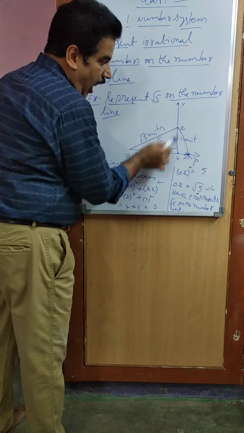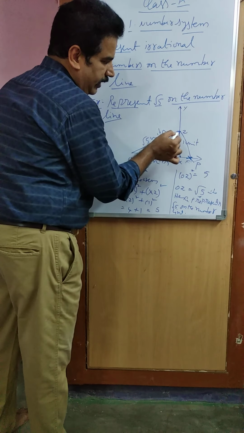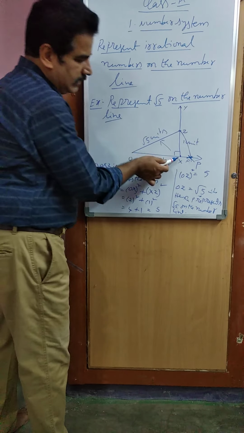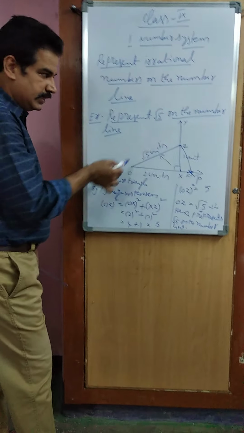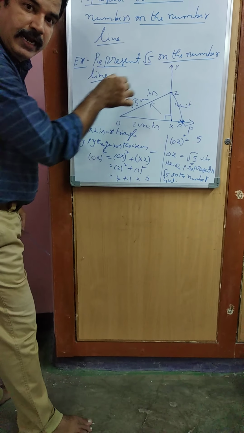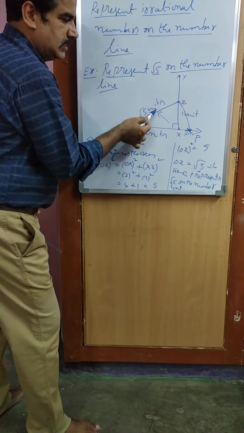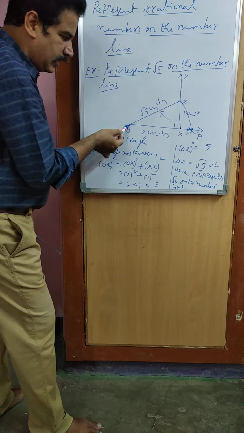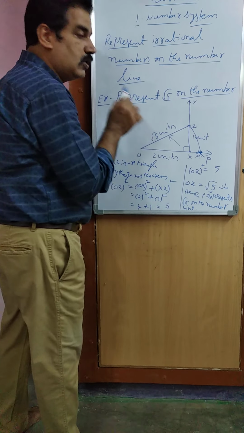After that, on ray XY you take again 1 unit, and name it as Z. XZ equal to 1 unit. Then join OZ. Then this triangle OXZ is a right triangle. The side opposite to the right angle is the hypotenuse. OZ is the hypotenuse. Then the length of the hypotenuse is equal to root 5.